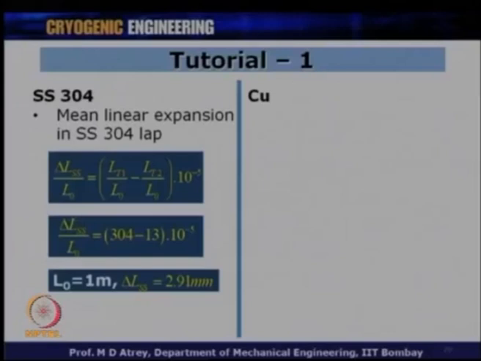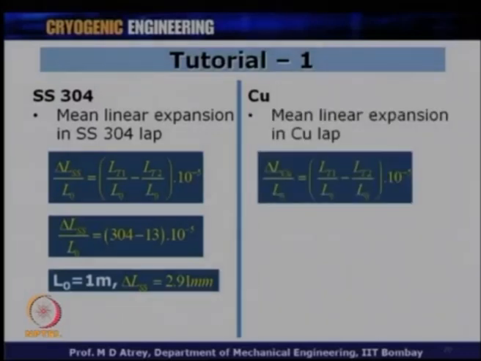If I take L0 as 1 meter, which is what the problem says, delta L SS will be 2.91 millimeter. If the material is going to be subjected from 300 Kelvin to 80 Kelvin for a length of 1 meter, the shrinkage would be 2.91 millimeter as far as SS304 is considered.